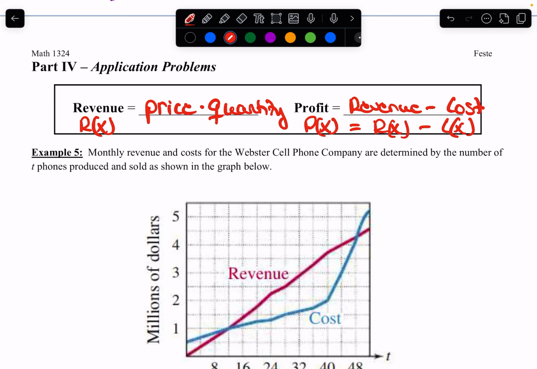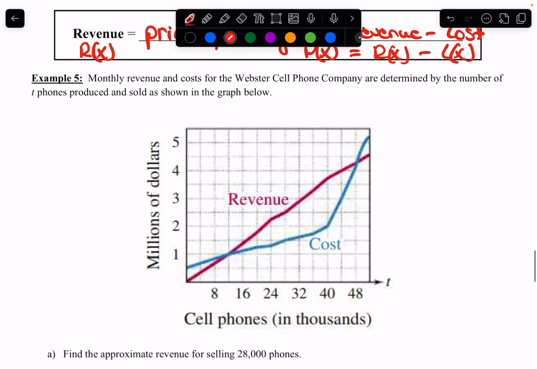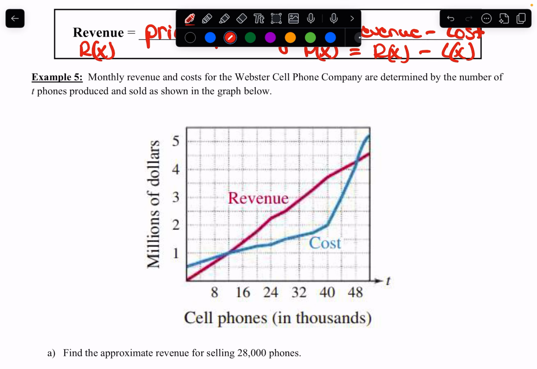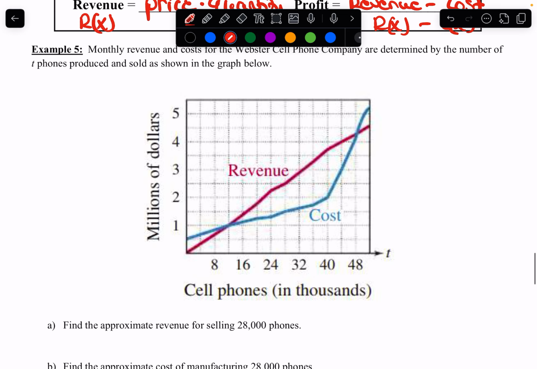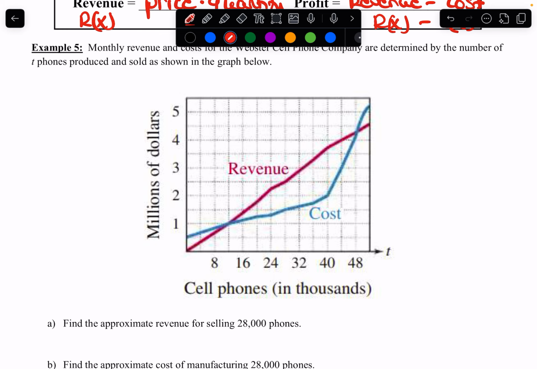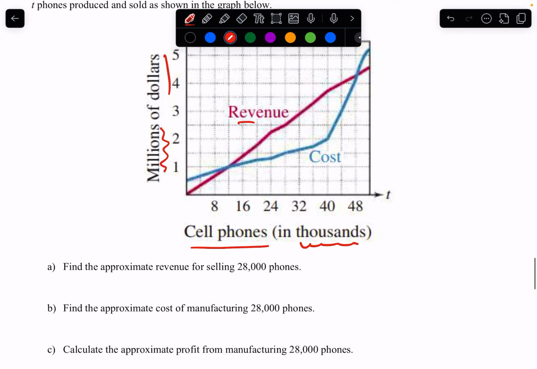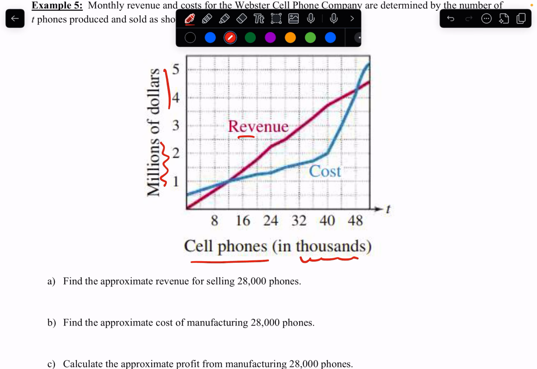Okay, so let's look at an example. Monthly revenue and costs for the Webster Cell Phone Company are determined by the number of phones produced and sold as shown in the graph below. So here are cell phones and here are dollars. And notice that cell phones are in thousands, dollars are in millions. And then we have the 2 lines where we have the revenue and we have the cost. Okay, so let's look at our first question. Find the approximate revenue for selling 28,000 phones.